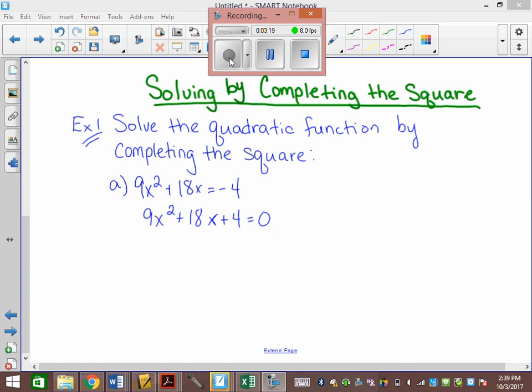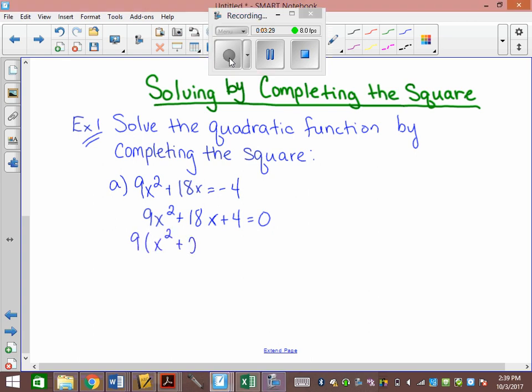So we want to complete the square. So what should we take out of the first two terms? A 9. And we're left with x squared plus 2x plus blank minus blank, square bracket, plus 4 equals 0. So we're doing nothing new right now. We are completing the square. We were getting it into vertex form. We are doing nothing new than what we just did on that card.